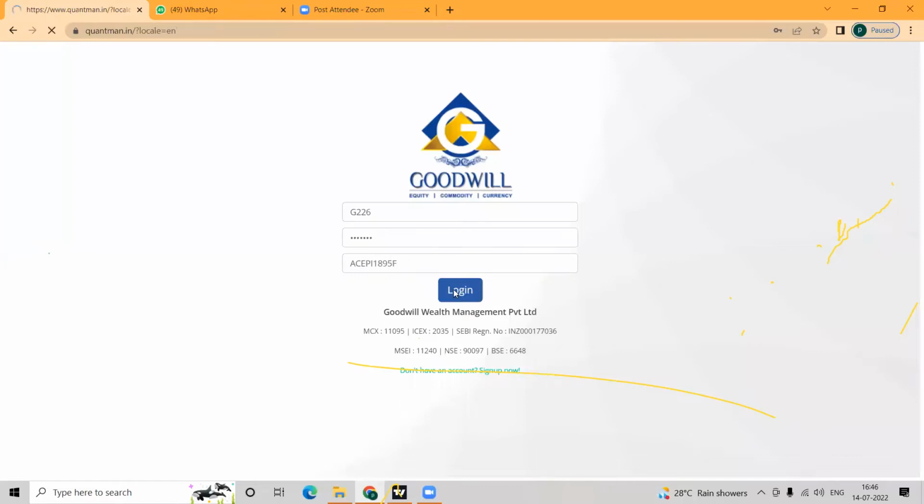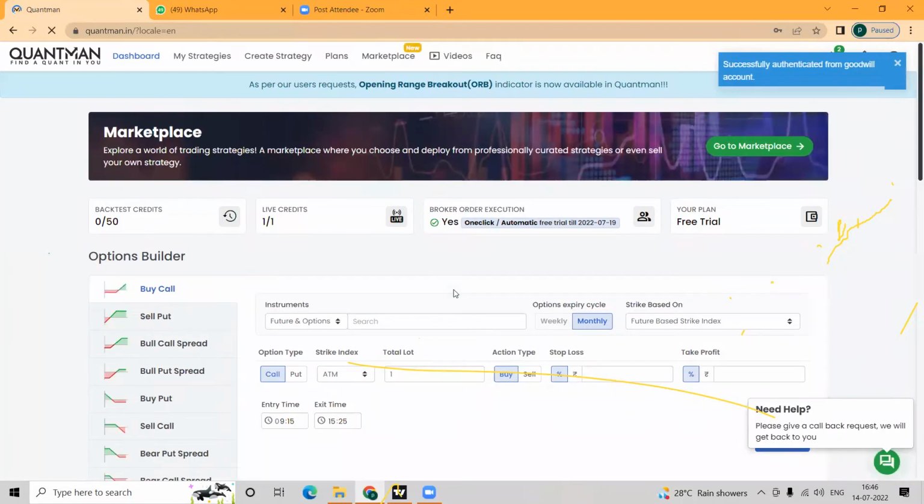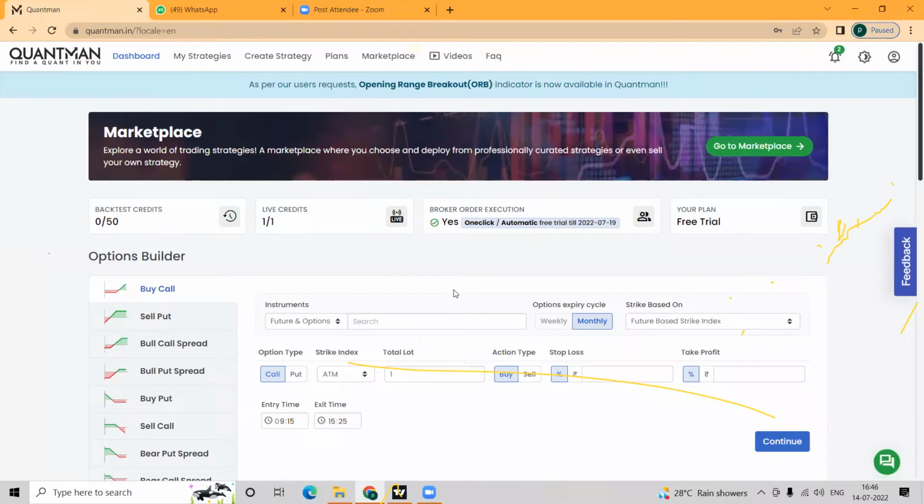Now, Quantman has validated your authentication token. So every day you have to log in before the market opens. Just log in with your own credentials in Goodwill. If you open the quantman.in, it shows something like this: Dashboard, My Strategies, Create Strategies. I will explain one by one.